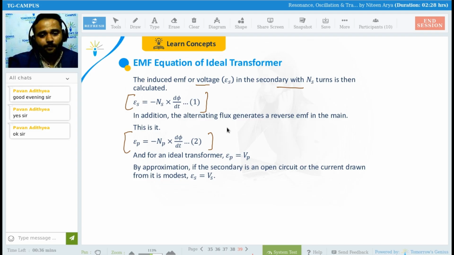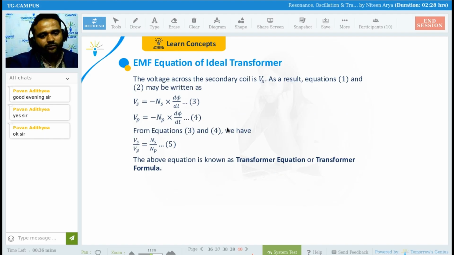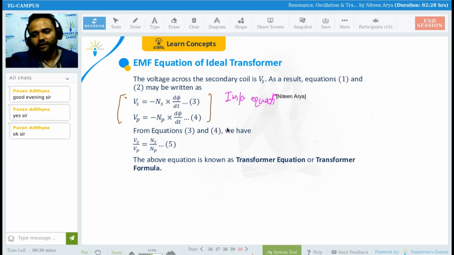In the same way, by approximation, if the secondary is an open circuit, then the current drawn from it is negligible, or you can say for an ideal transformer, the induced EMF at the secondary coil is equal to the voltage at the secondary coil. So calculating this, Vs equals minus Ns d phi by dt, Vp equals minus Np d phi by dt. So these are your important equations.